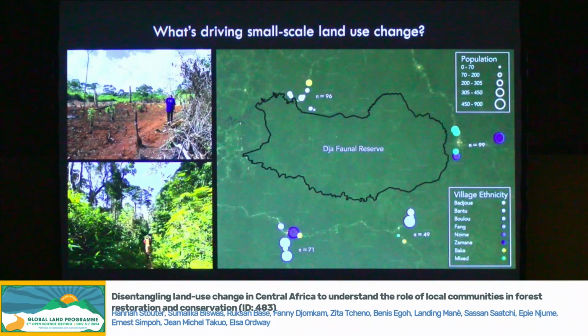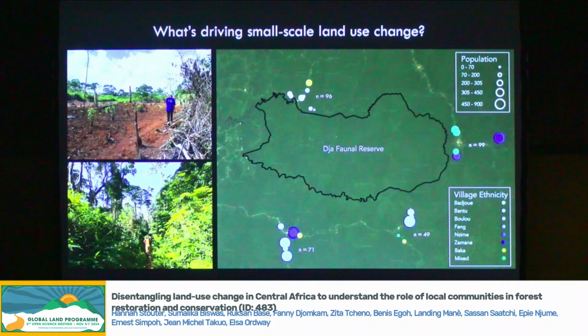Moving on to the work we're doing at the small scale. So this map here shows all the villages we conducted surveys in. We conducted surveys in over 30 villages. And the size of the circles corresponds to the population and the color to ethnicity. So all the blues are Bantu ethnicities, and yellow are Baka ethnicities, and ethnicity is complex in this region. But we can think of Baka communities as indigenous communities.